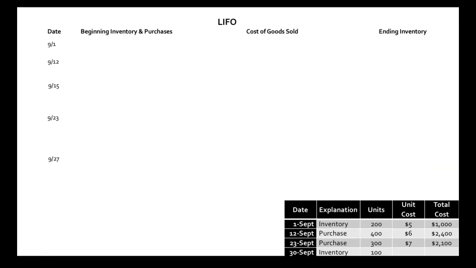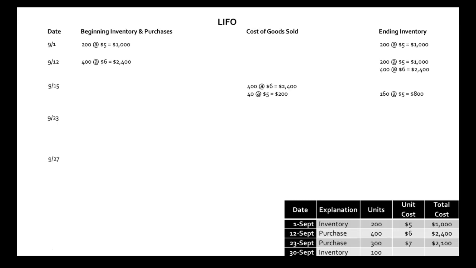Now, let's do this all again for LIFO, right? So FIFO is first in, first out. LIFO is last in, first out. So the first couple days are going to look exactly the same, right? The first day is just our beginning inventory. The second day is just another purchase. FIFO and LIFO split off and become different when you make a sale. So here on the 15th, when we sell 440 units, that's when things are going to look different.